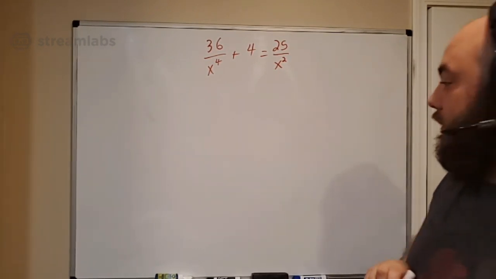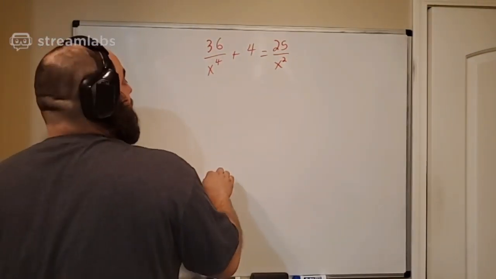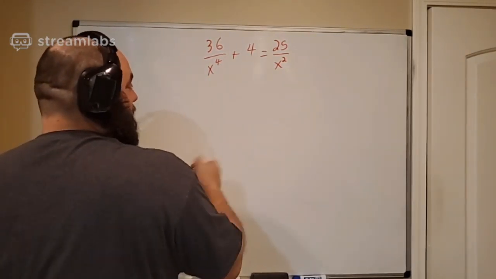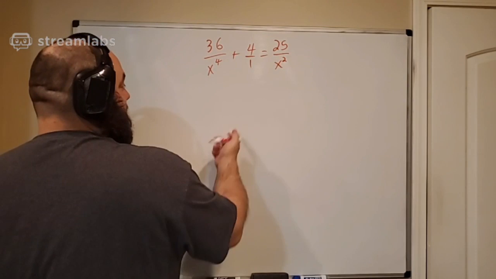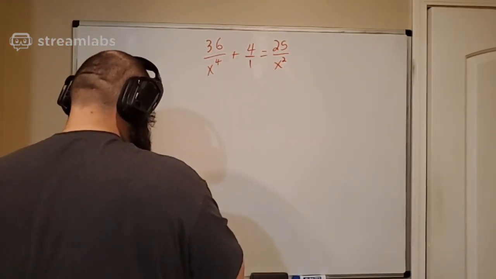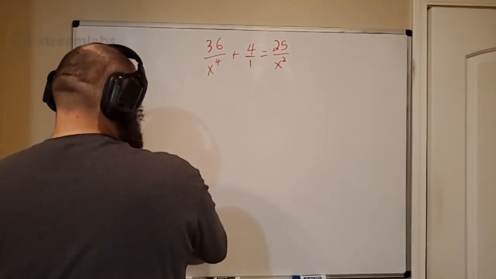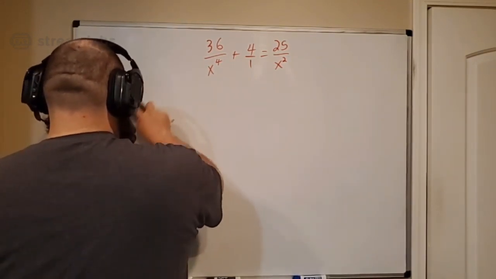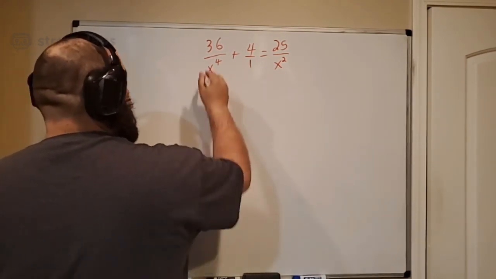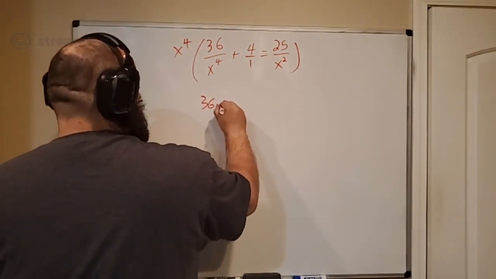Okay, so at this point, we do need to get rid of our fractions. We talked about that when we did the problem in class. Multiply by your common denominator. Well, if you have to, put the 4 over 1. What's the common denominator between x to the 4th, 1, and x squared? X to the 4th. The biggest powered one is always your common thing. So I'm going to multiply everything by x to the 4th, giving me 36 plus 4x to the 4th equals 25x squared.